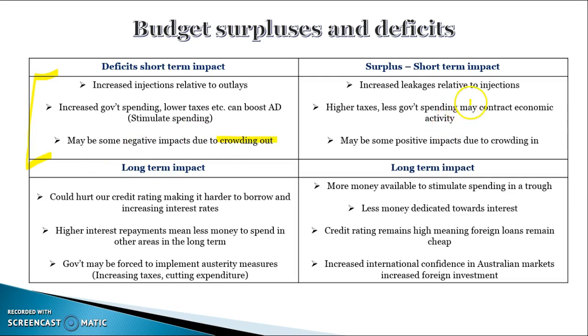Surpluses are the opposite. In the short term, they have a negative impact. The value of leakages is higher than injections. That could be a sign of higher taxes or less government spending, which contracts economic activity. In the long term, however, it does have some positives.